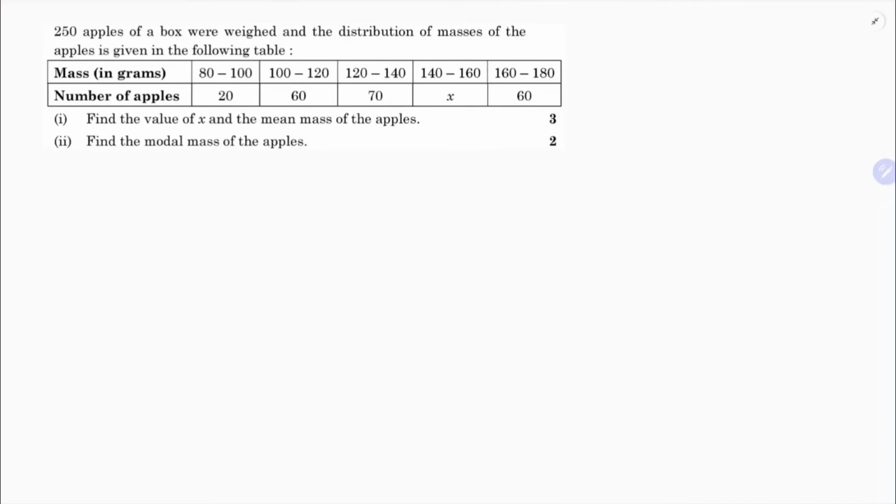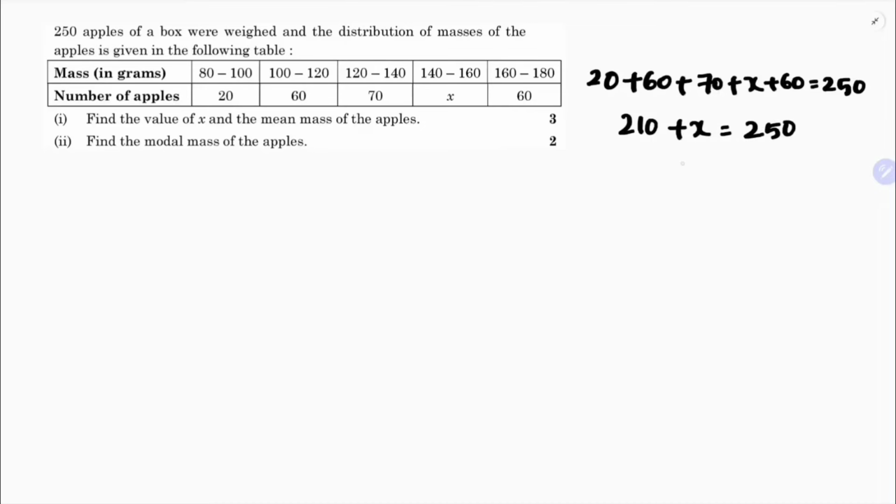As we have the total frequency, easily we can find this missing frequency X. Now 20 plus 60 plus 70 plus X plus 60 equals 250. So we get 20 plus 60 is 80, and 80 plus 70 is 150, plus 60 is 210. So 210 plus X equals 250. So X equals 250 minus 210. So the value of X is 40.